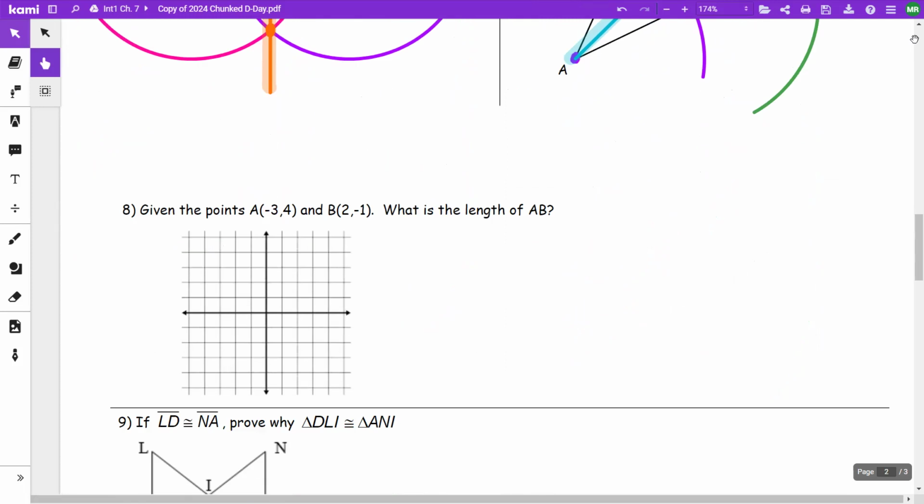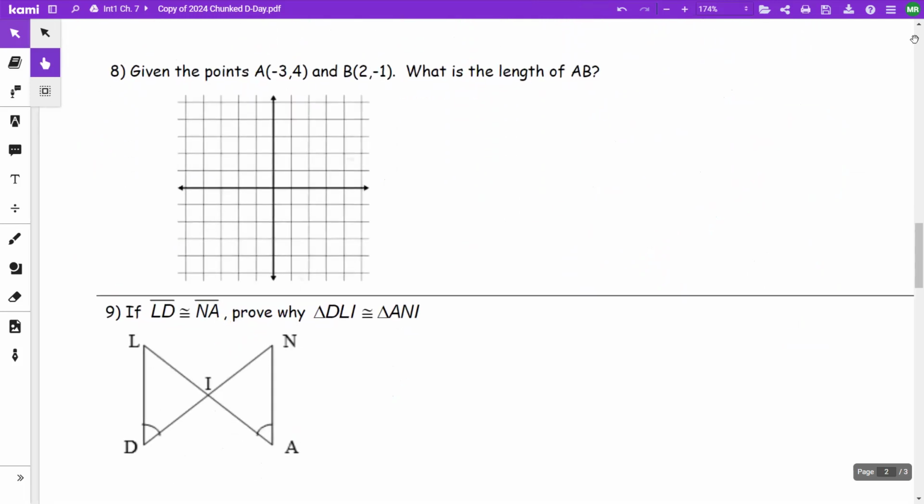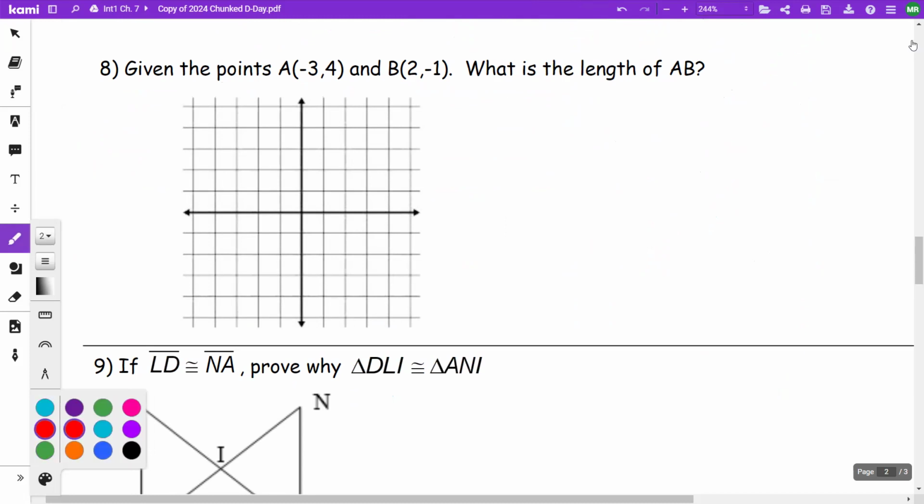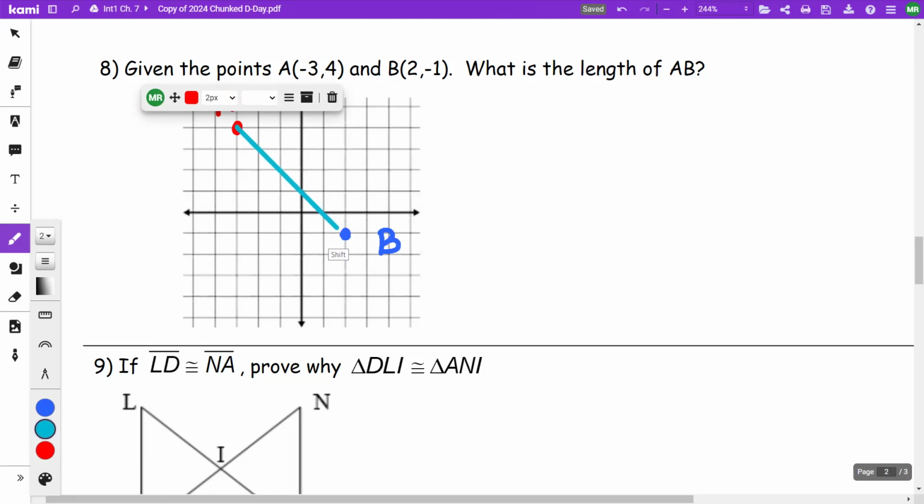Let's look at number 8. On number 8, they want us to plot these points. They want us to plot (-3, 4): 1, 2, 3, and 1, 2, 3, 4. Okay, let's call that A. They want us to plot B at (2, -1). So that is B. The line that connects these, that is the length of AB that I'm trying to find.